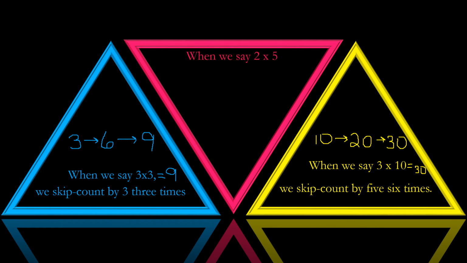When we say 2 times 5, we skip count by 5 2 times. Everybody knows how to skip count by 5. Do it twice. Ready? 5, 10. And there it is. And remember, we can also do it the other way. We can skip count by 2 5 times. 2, 4, 6, 8, 10. So the answer to 2 times 5 is 10.